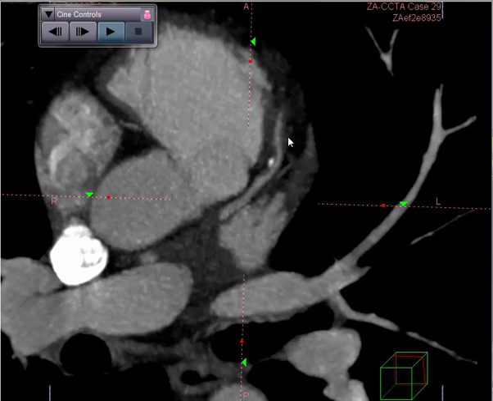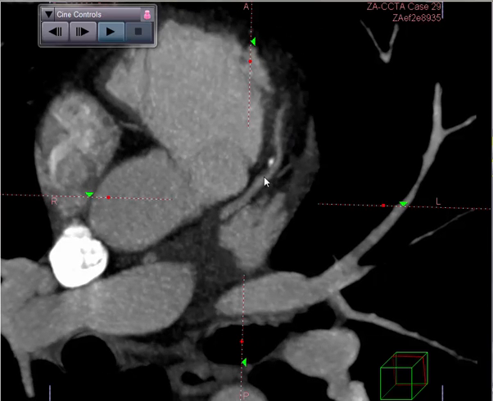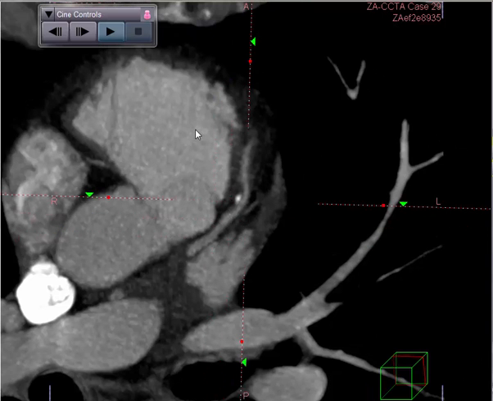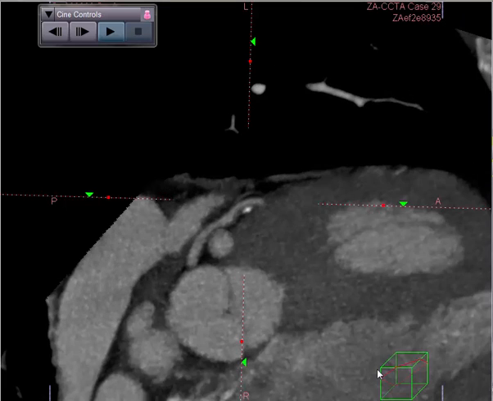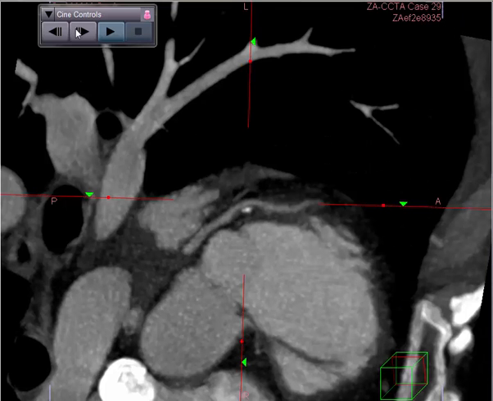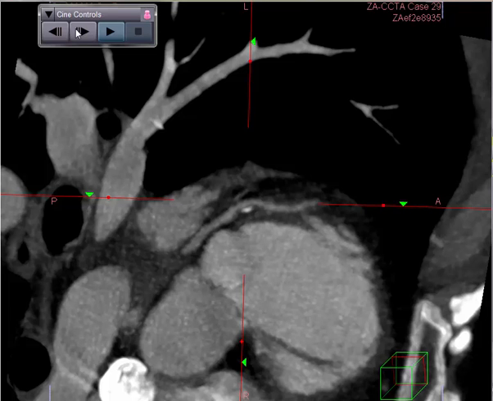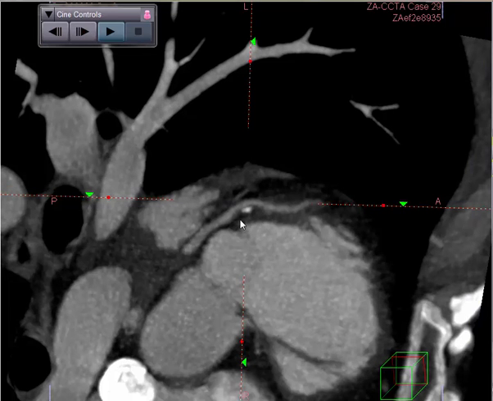Here we see clear mixed non-calcified and calcified plaque involving the mid portion of the left anterior descending. Change to the other phase to see if that helps. It really didn't help. So this appears to be the better evaluation. So even though this is a relatively long lesion, it appears to be non-obstructive.